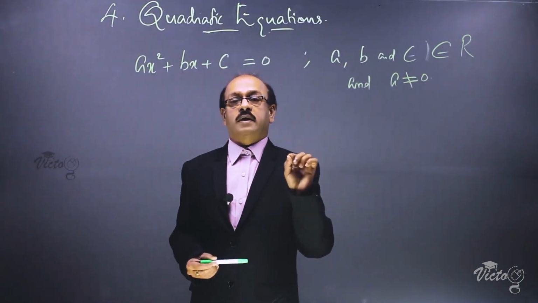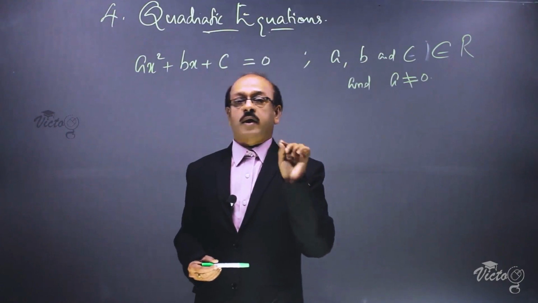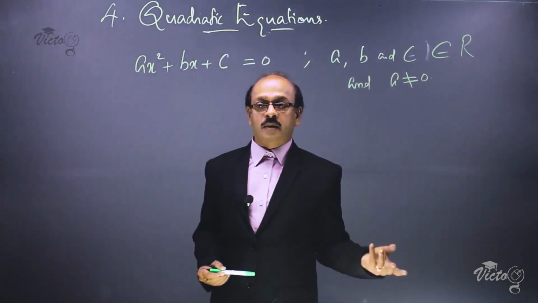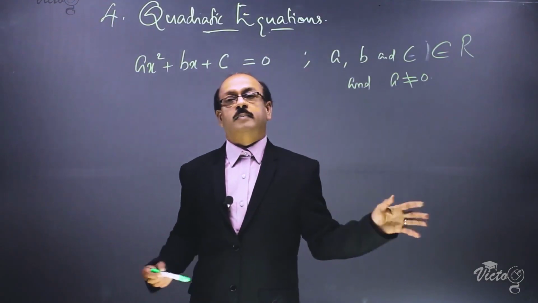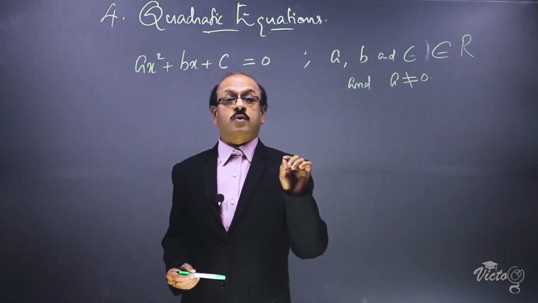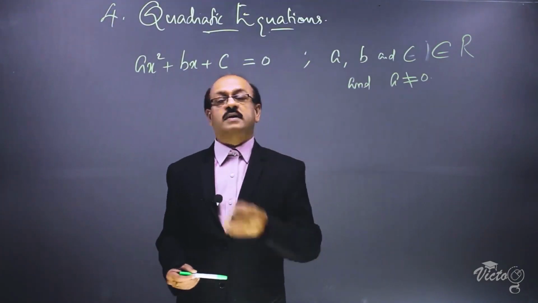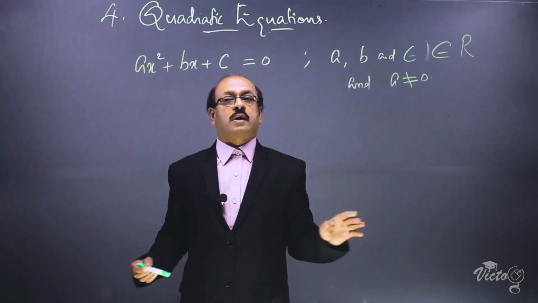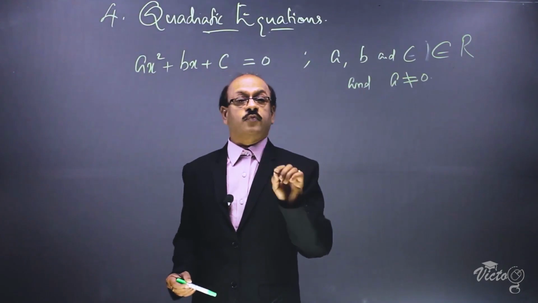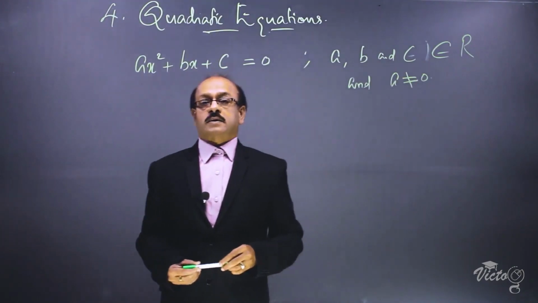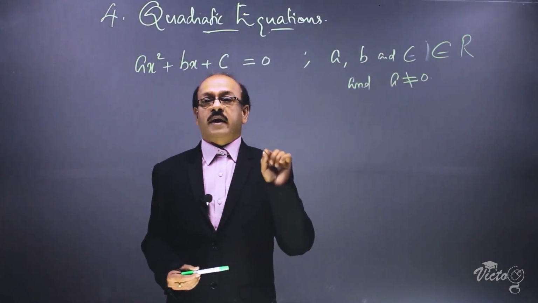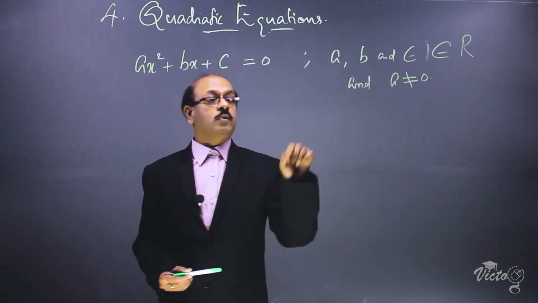Therefore, the important condition is that the coefficient of x square should not be equal to 0. Then b can be 0, c can be 0, both b and c can be 0. The simple condition is that the coefficient of x square must exist, that means a should be there. If there is no a, no second degree term, then the equation will not be a second degree equation. Therefore, the standard form ax square plus bx plus c is equal to 0 will exist if a is not equal to 0.